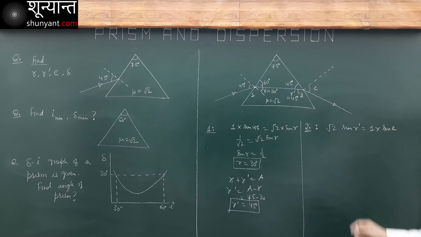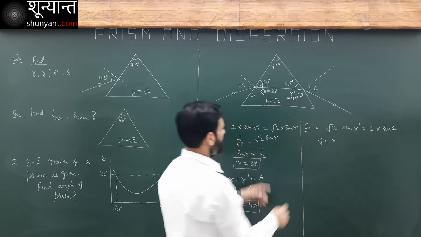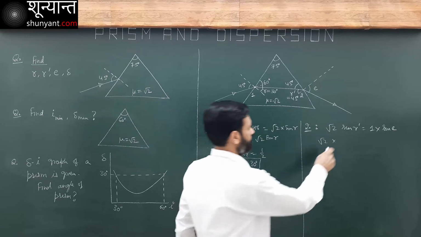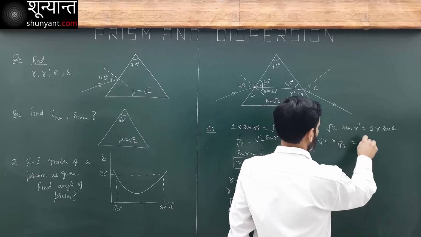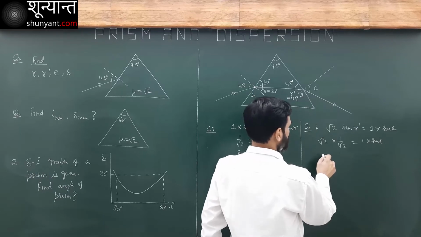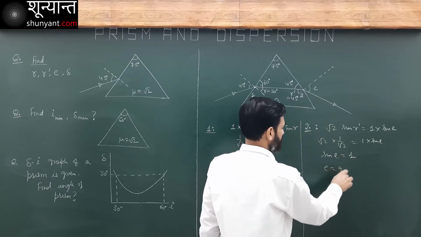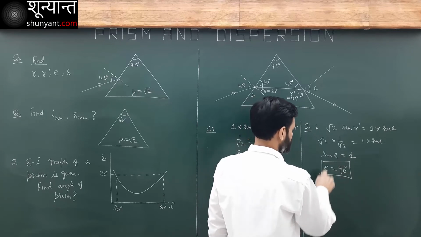Okay? Understand? So this is root 2 times, r dash is 45, 1 over root 2. 1 over root 2 is 1 and sine e. Okay? So this thing, sine e is 1. E is 90. This is the angle of emergence.